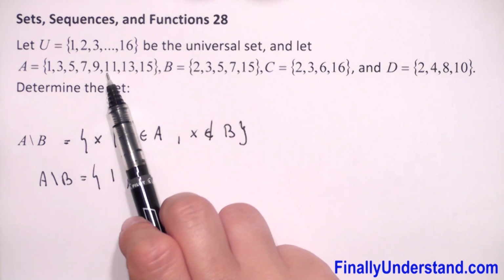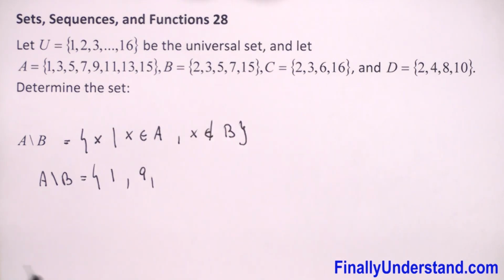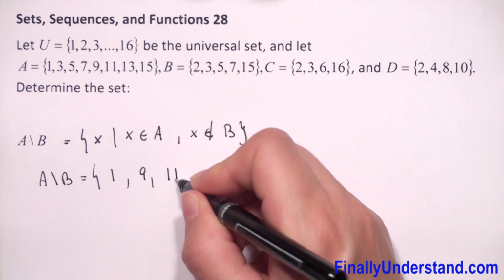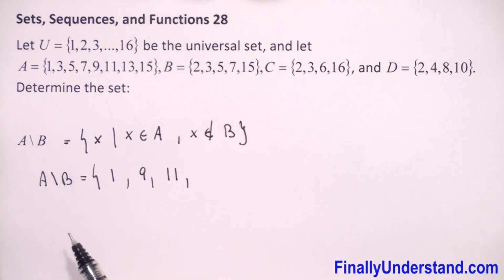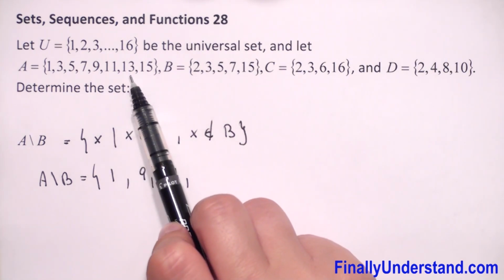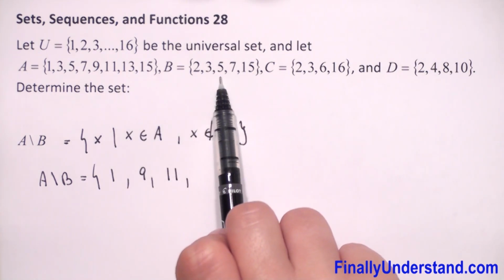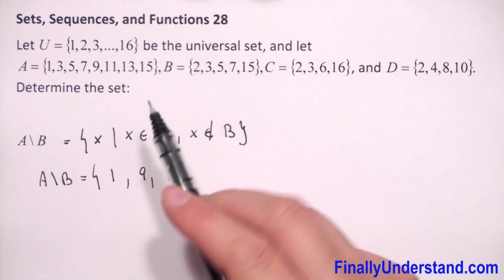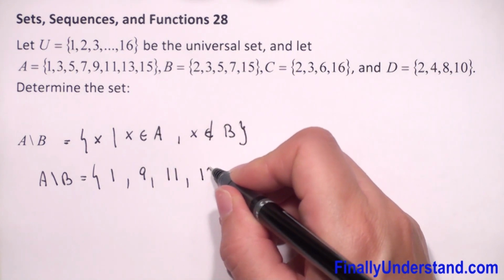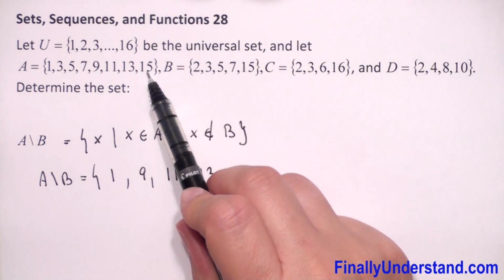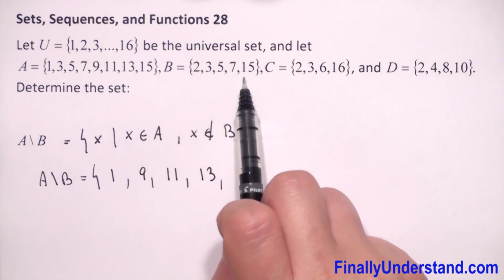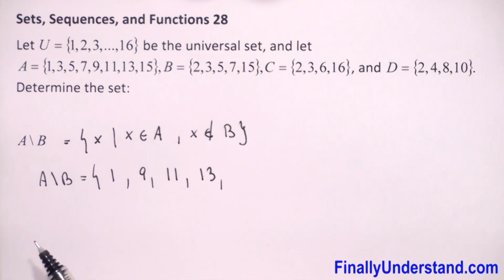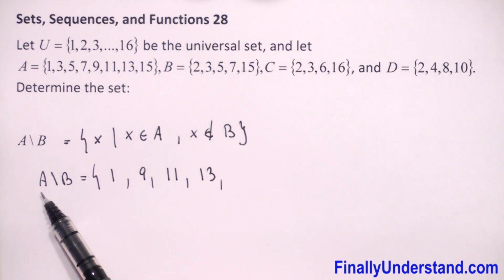Next we have 11. We don't have 11 in set B, so we have the next element of set A minus B. Next we have 13. 13 we don't have in set B, so this is our 13. And we have 15. 15 is in set B, so it is not in our difference of A and B.